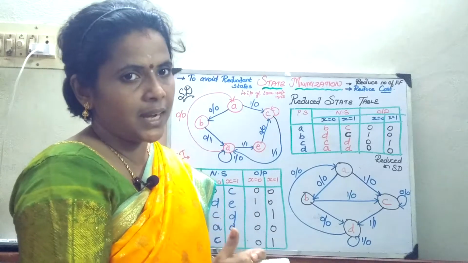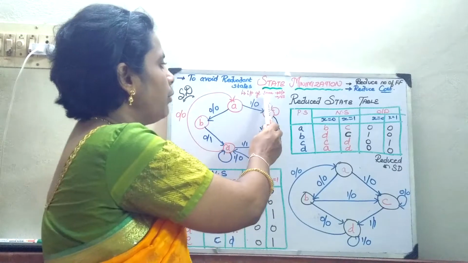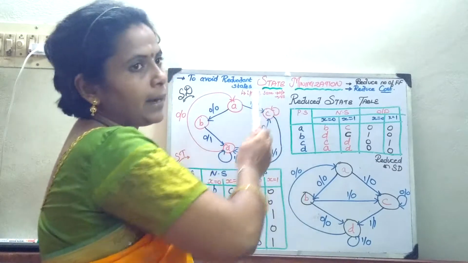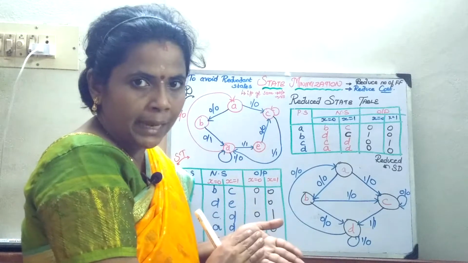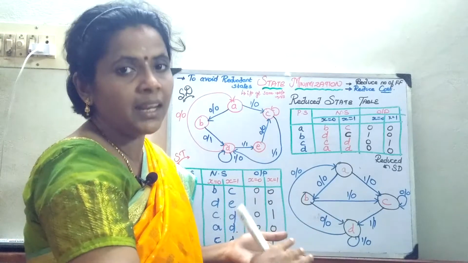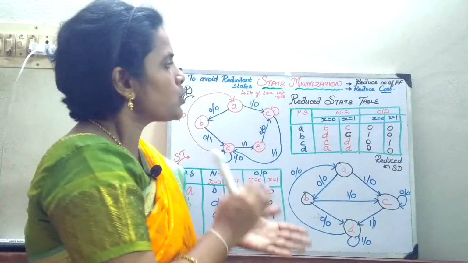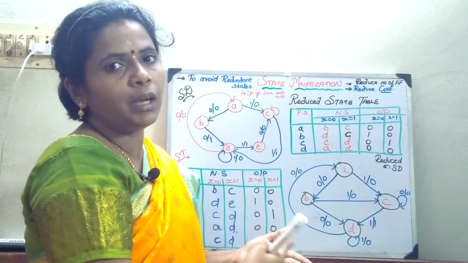When I say a redundant state, it is nothing but this: for the same input, if I am going to have the same output and next state, then one state can be discarded. So what might be the use of this? Why do we have to cut one state?